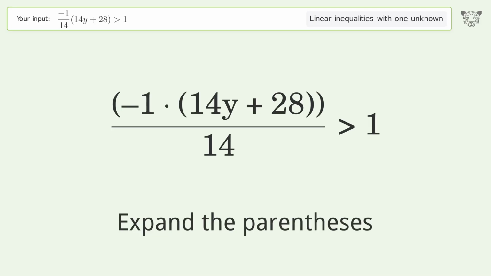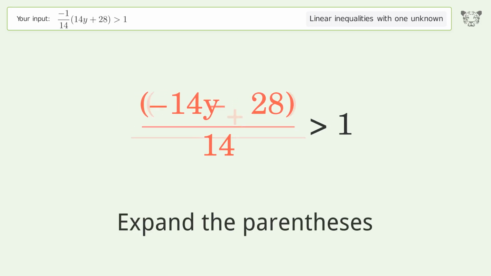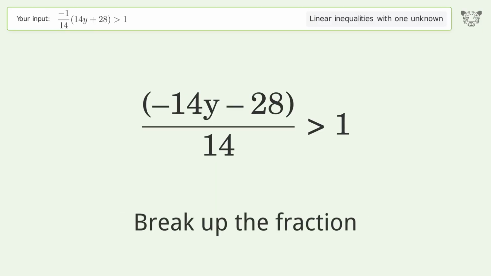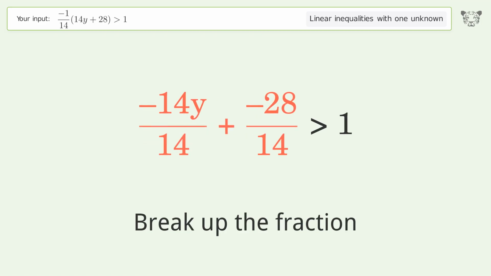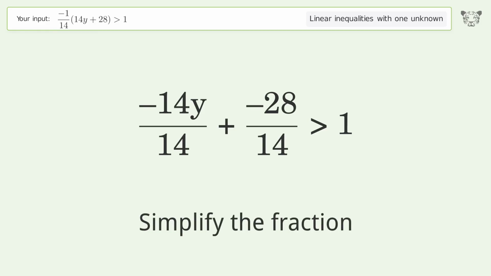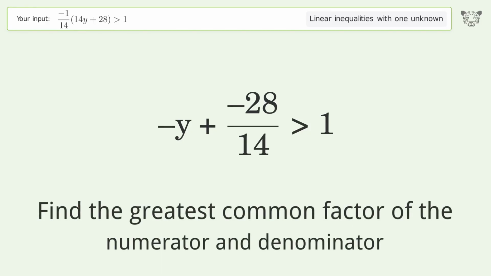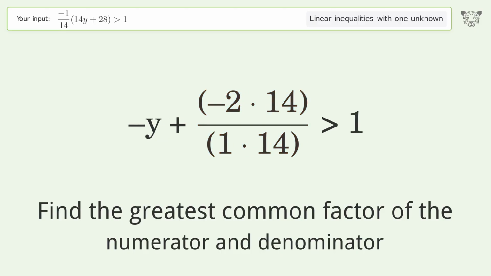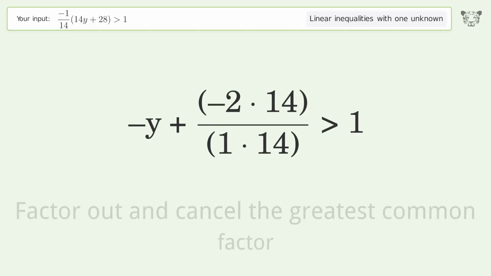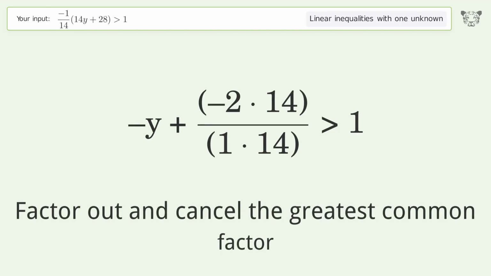Expand the parentheses. Break up the fraction. Simplify the fraction. Find the greatest common factor of the numerator and denominator. Factor out and cancel the greatest common factor.